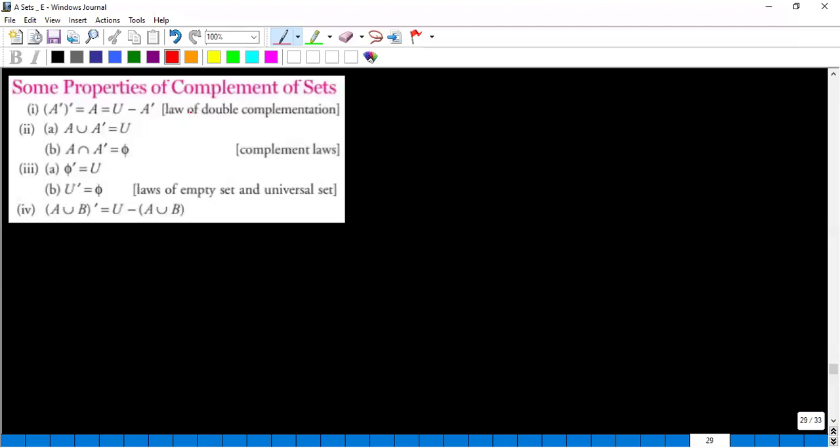Some properties of the complement set. A dash whole dash, or A complement whole complement. This is known as A dash or A complement. A dash whole dash is A. A union A dash is U. A intersection A dash is phi. Phi dash is U. U dash is phi. A union B whole dash is U minus A union B. Remember, all these properties are very important.